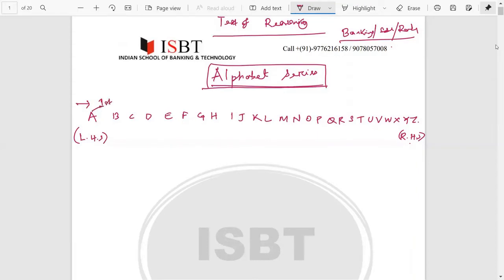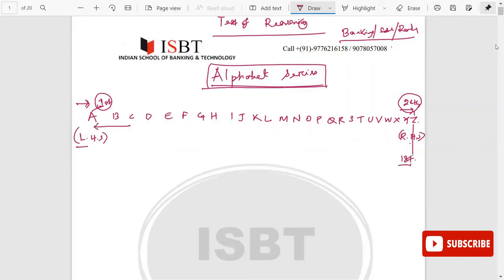Okay, and the Z should be 26th. If a person counts from left hand side, the position of A is first, and the position of Z should be 26. If the same person counts from Z, suppose I am counting from Z, so what should be the position of Z? That is the first, and the position of A should be 26th.